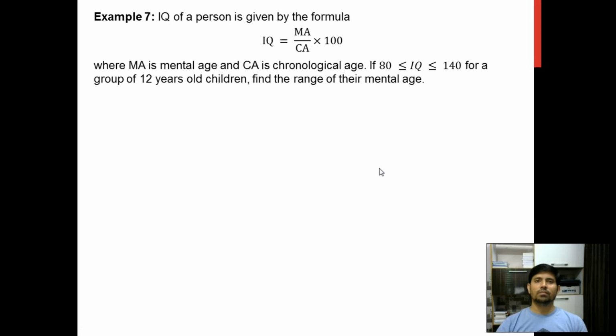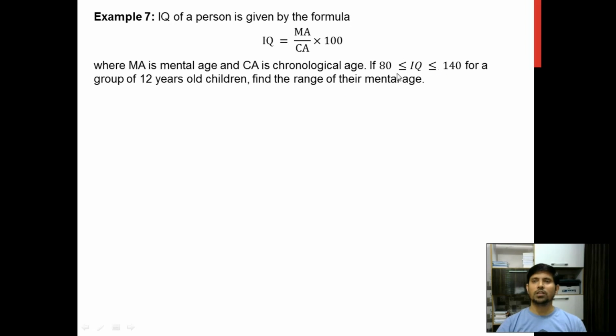Now next example, question number 7. The IQ of a person is given by this formula: IQ equals mental age upon chronological age into 100, and the value of IQ is lying between 80 to 140 for a group of 12-year-old children. And what is this 12-year-old? This is CA, the chronological age of the students, 12 years. This is the value of CA. CA's value is 12. Now we have to find their mental age.